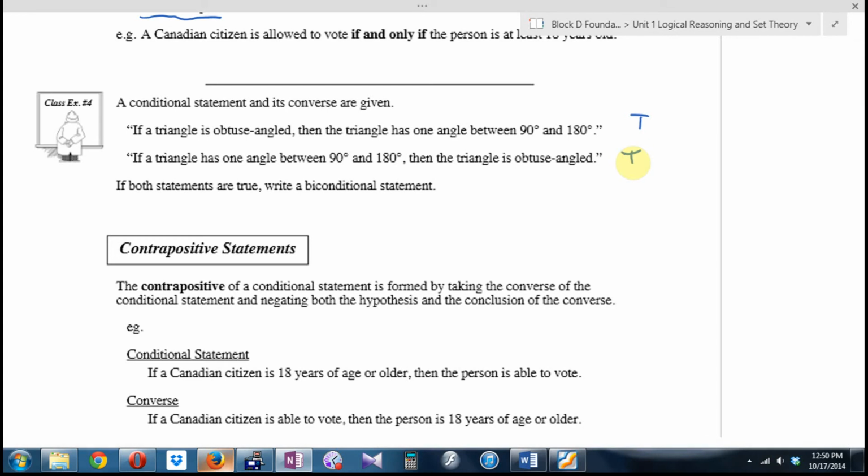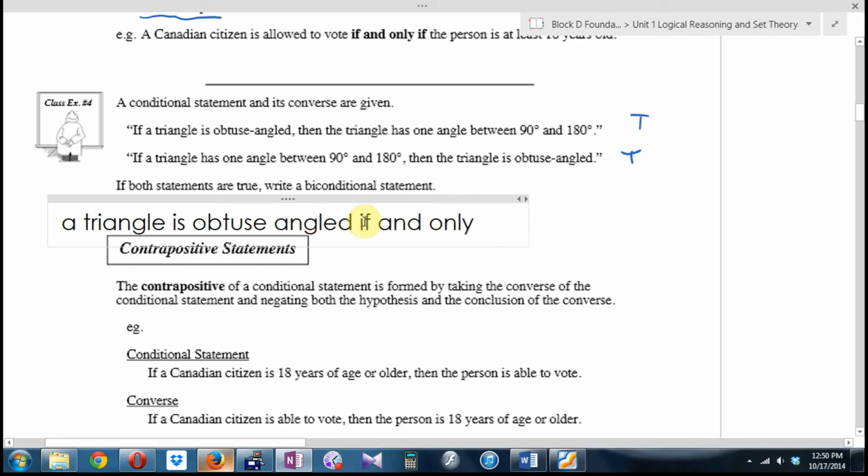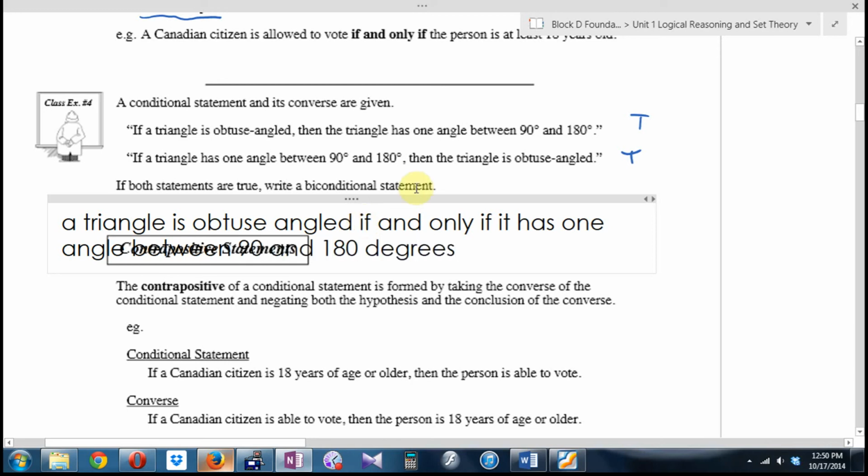It says if both statements are true, write a biconditional statement. If a triangle is obtuse angled, remove the word if. A triangle is obtuse angled. Here's where the if appears: if and only if it has one angle between, I'll move this in a second, 90 and 180 degrees. Let's see if I can move that up so you can read it.